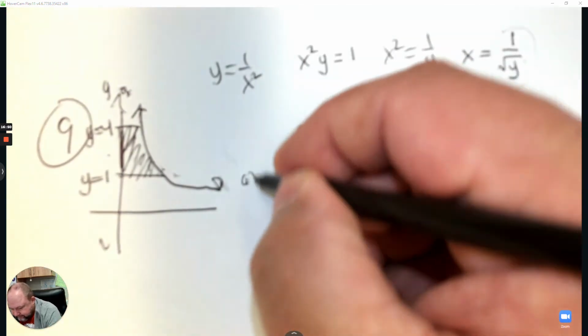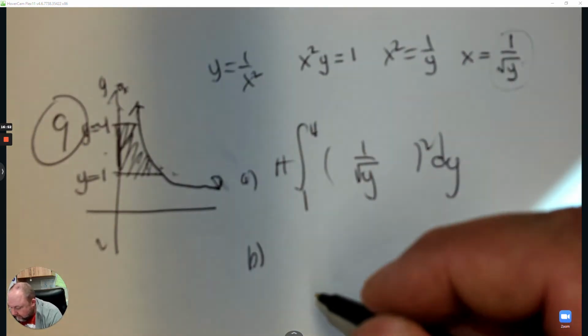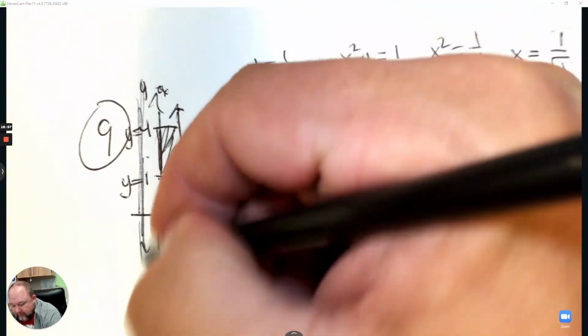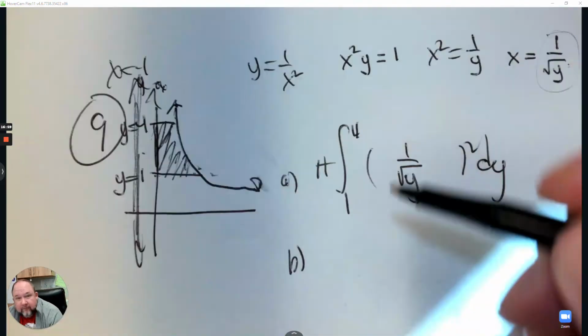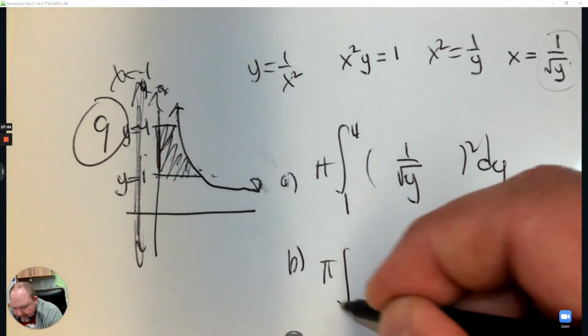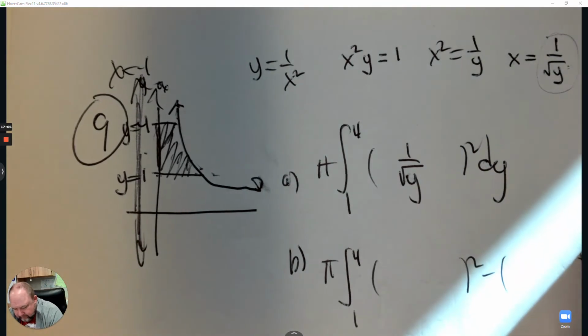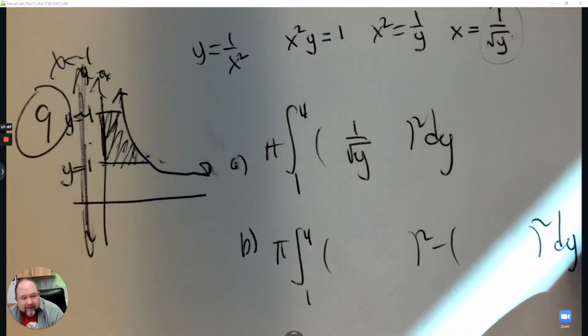B, revolve it around x equals negative 1. So x equals negative 1 is somewhere here. It starts the same way, but now there's a gap. So now we're going to have 2 circles in terms of y.